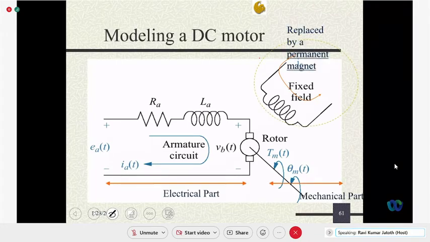Now this is the electrical part, this is the mechanical part, and this is the electromechanical part. The electrical part is modeled using Kirchhoff's laws. The mechanical part is modeled using Newton's laws. Okay, so now let's try to understand.